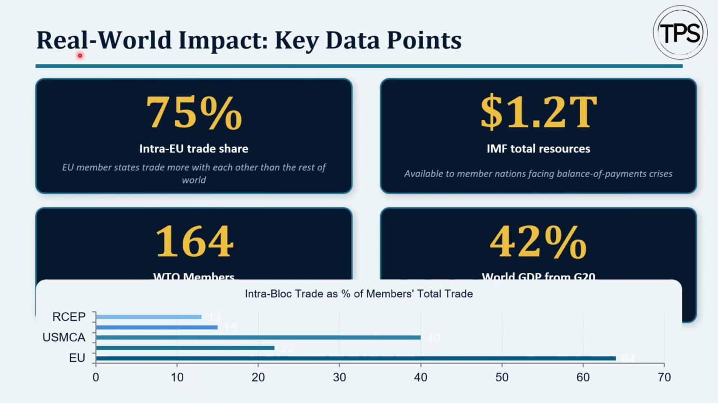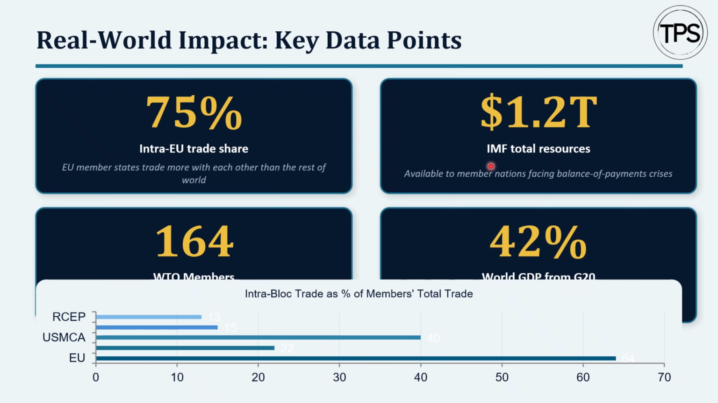So now we are going to the real world impact key data points. There are 75% intra-EU trade shares. EU member states trade more with each other than with the rest of the world. If there is a 100 rupees transaction between these countries, then 75 rupees of it will happen within the European Union, and the other 25 will go outside the union.